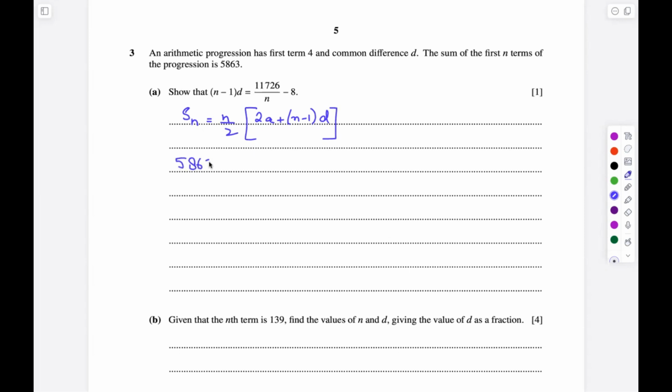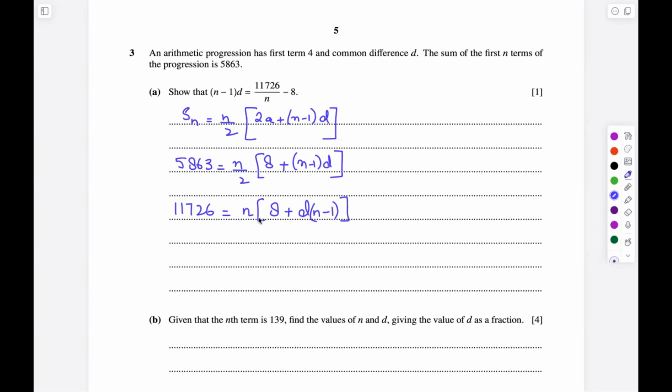So this will be 5863 is equal to n upon 2, and as a is 4, that will become 2 times 4, which is 8, plus (n minus 1) into d. We don't have to expand it, since it says show that (n minus 1) into d, so we can leave (n minus 1) into d as it is. Now multiplying 5863 by 2, we get 11726. So that will be 11726 is equal to n into (8 plus d into (n minus 1)).